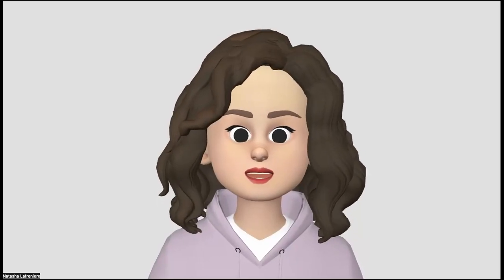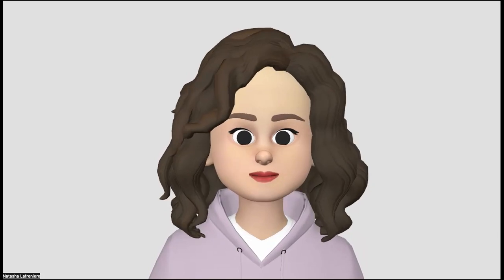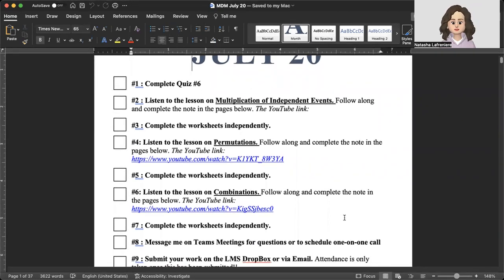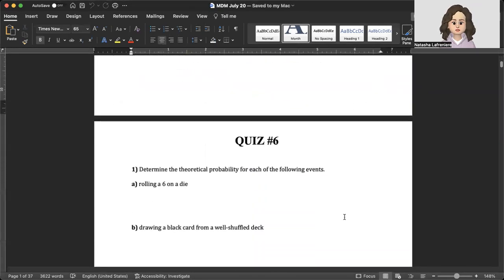Okay, so we are July 20th today. So you've got quiz number 6 that is due. It is a week from now that you will be done the course, which is fantastic. So you really just got a home stretch. And so we're looking at multiplication of independent events and then permutations and combinations.